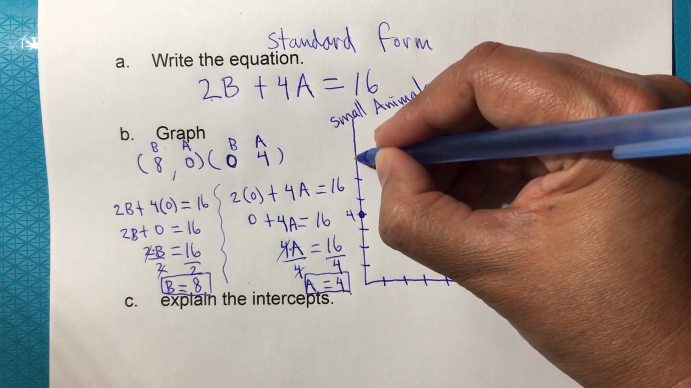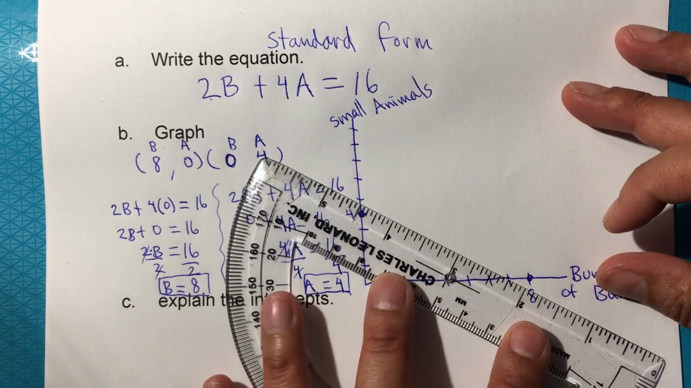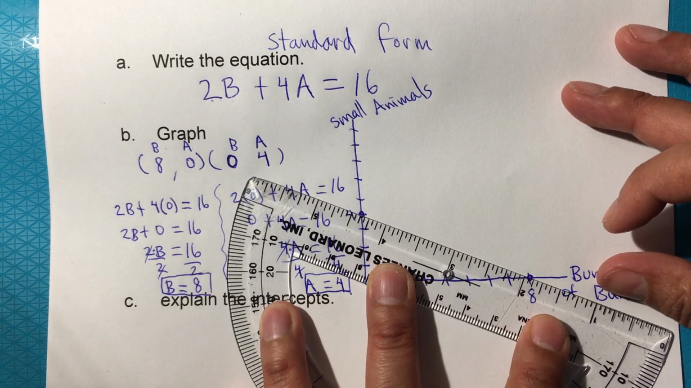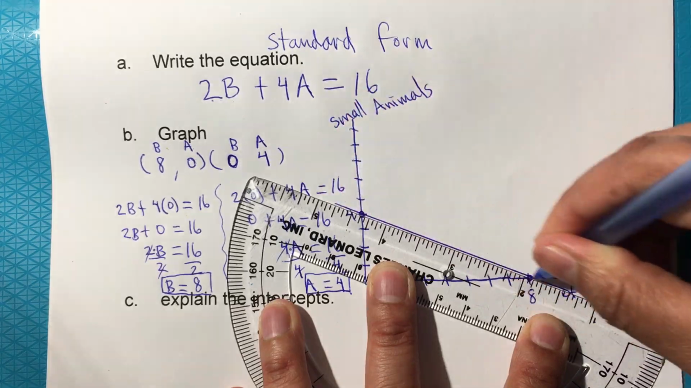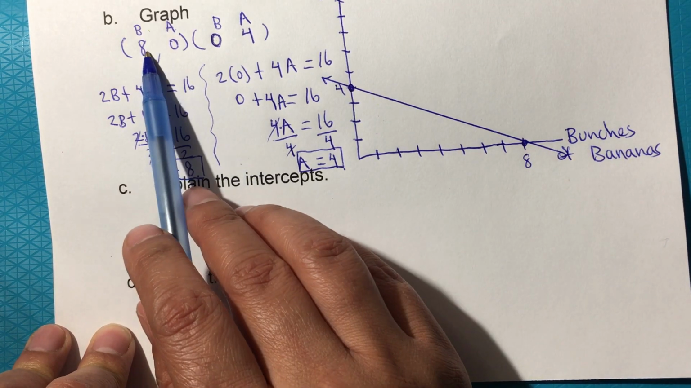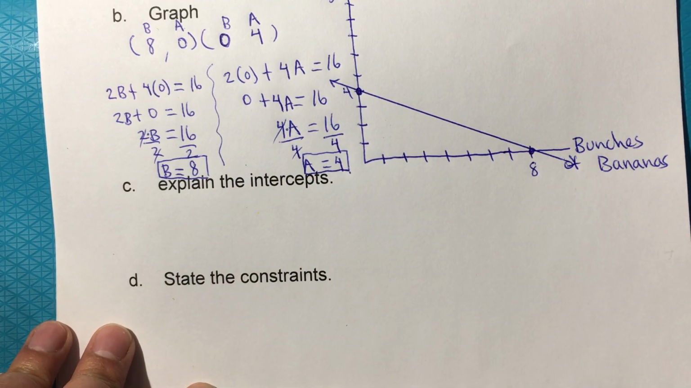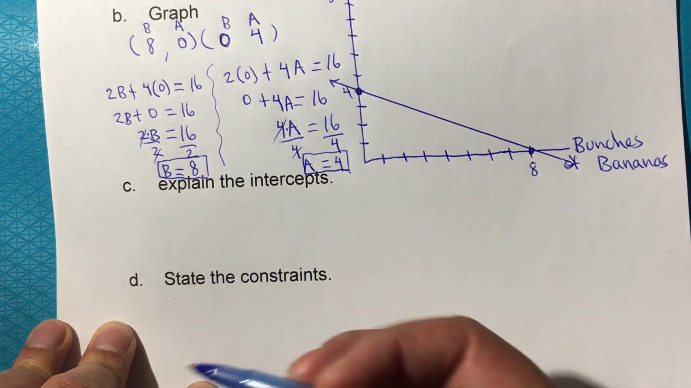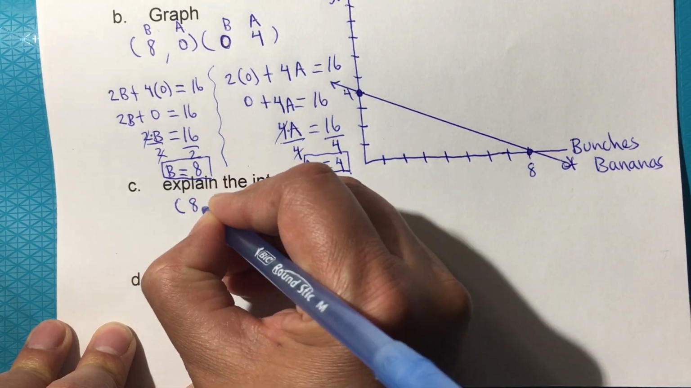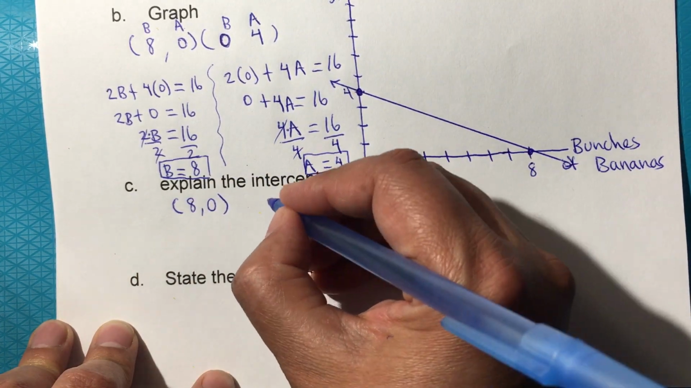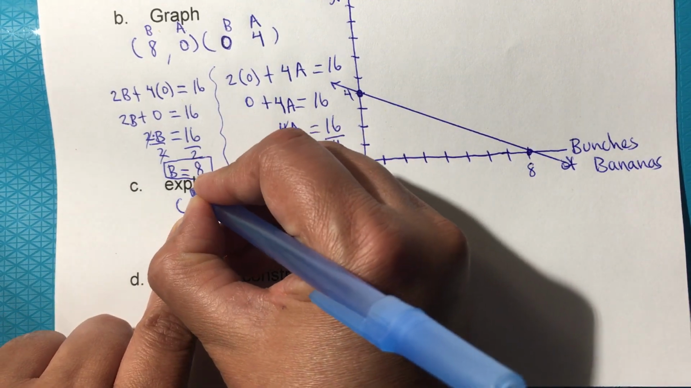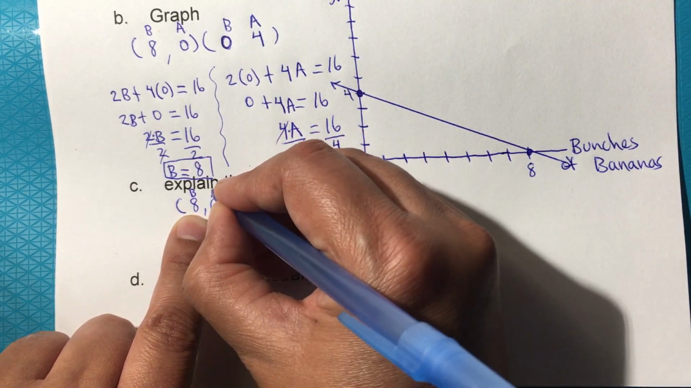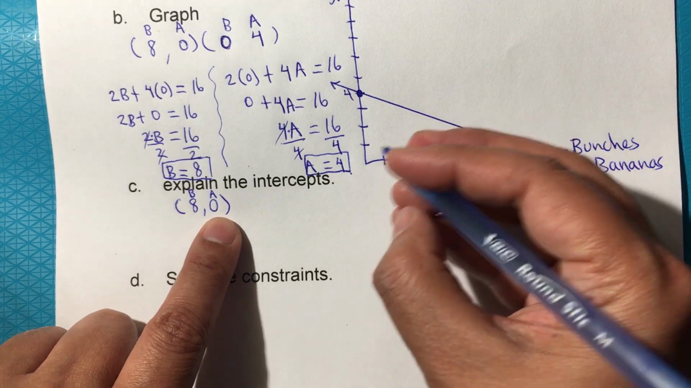And you can put more if you want. Then we connect the 2 points. Look at what the intercepts are. This is what we've been talking about while we've been solving. So the 8, 0 represents that when he gets 8 bunches of bananas, he will get 0 small animals.